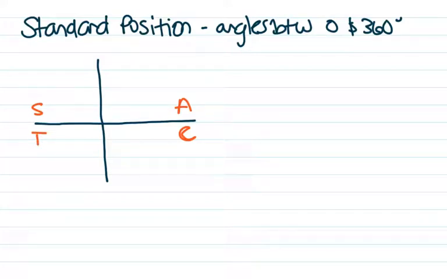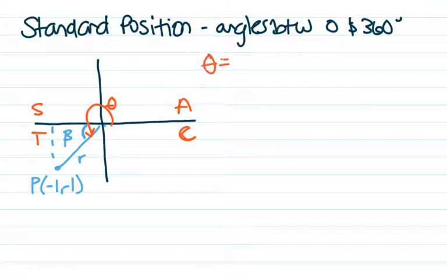Then if I had a point here, and maybe it's -1, -1, then I would form a triangle. This would be length r. This here would be angle beta, because it's my related acute angle. And this angle here, all the way to the terminal arm, would be angle theta. So I'm just going to write some of that in words. So the principal angle, theta equals the principal angle.